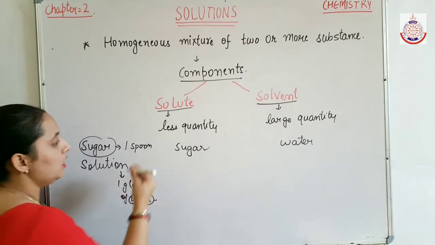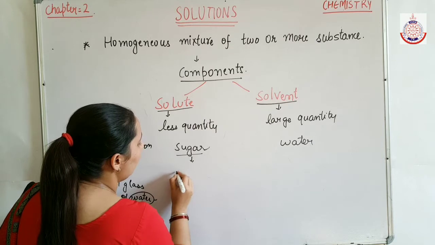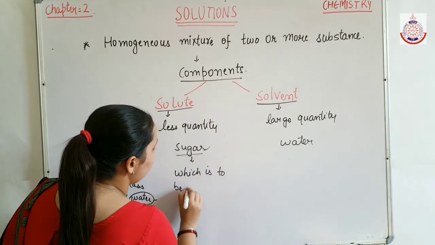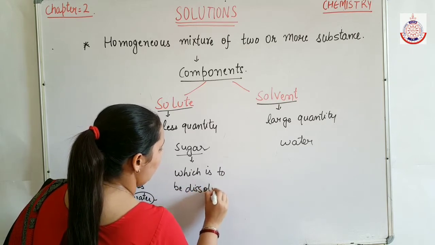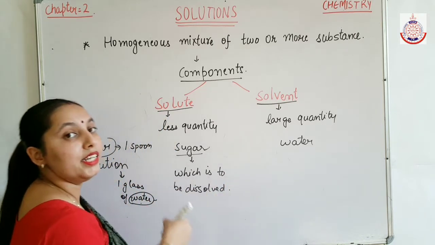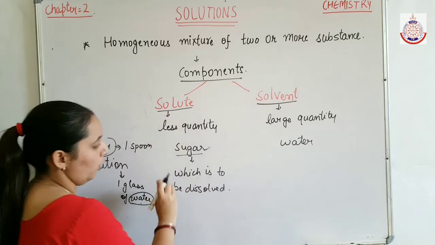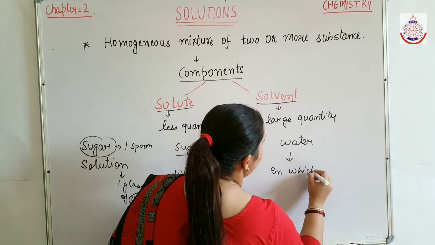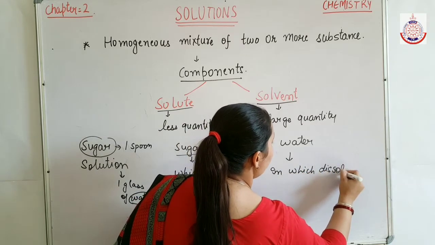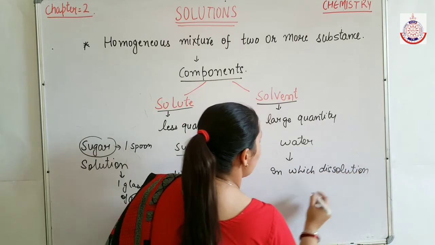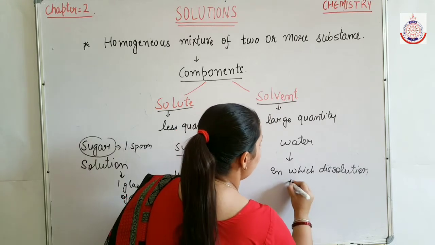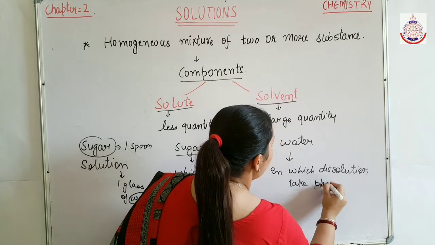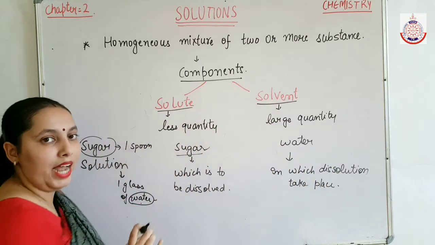Another way you can say it is that the substance which is to be dissolved is known as solute. That is, the thing which we have to dissolve, we will call it solute. And solvent is what? That in which dissolution takes place. The one in which we are dissolving the sugar, in which dissolution takes place, that is termed as solvent. Fine. So this is about solute and solvent.